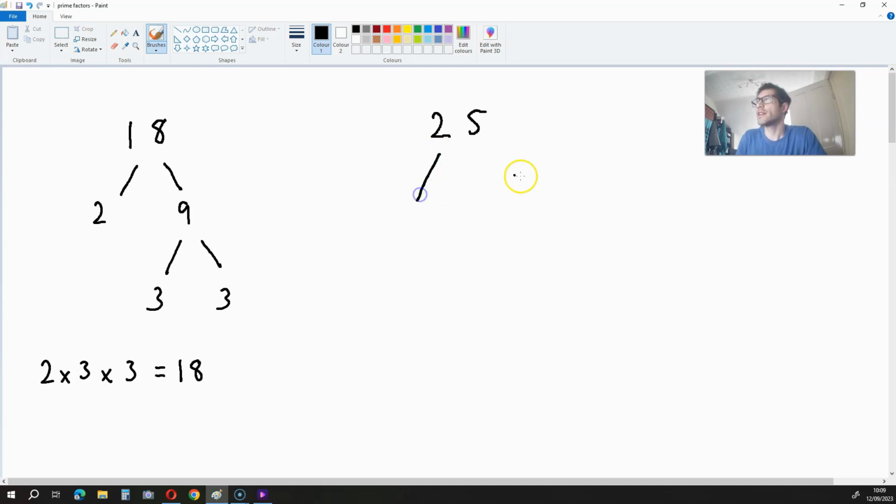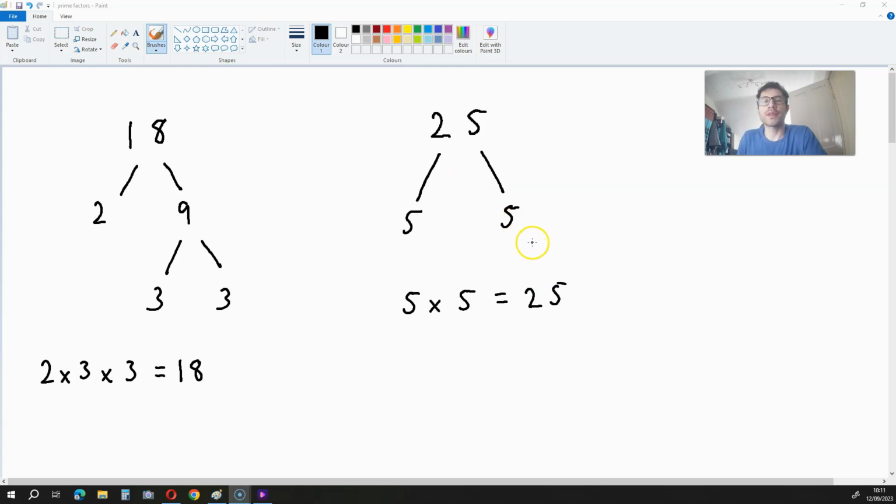Now, how about 25? 25 is simply 5 times 5, and 5 is a prime number. 5 times 5 is 25. So the prime factors of 25 are 5 and 5.